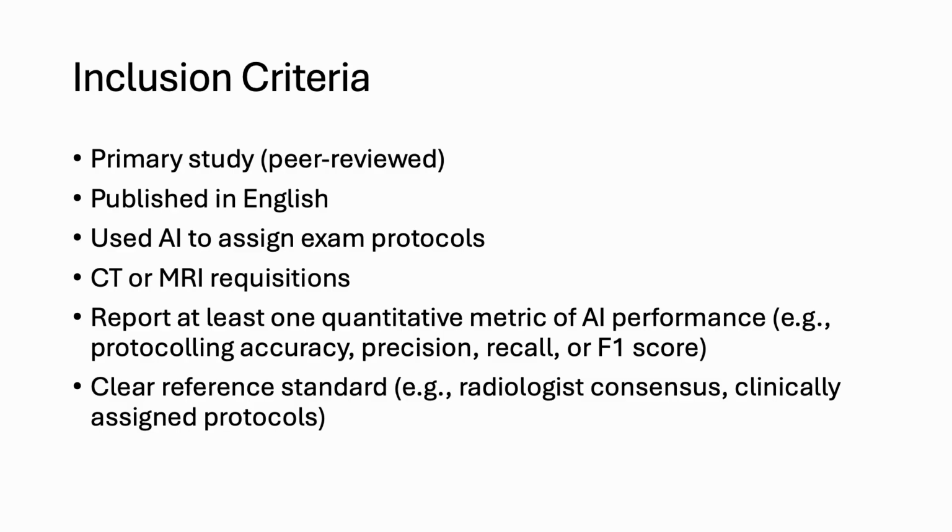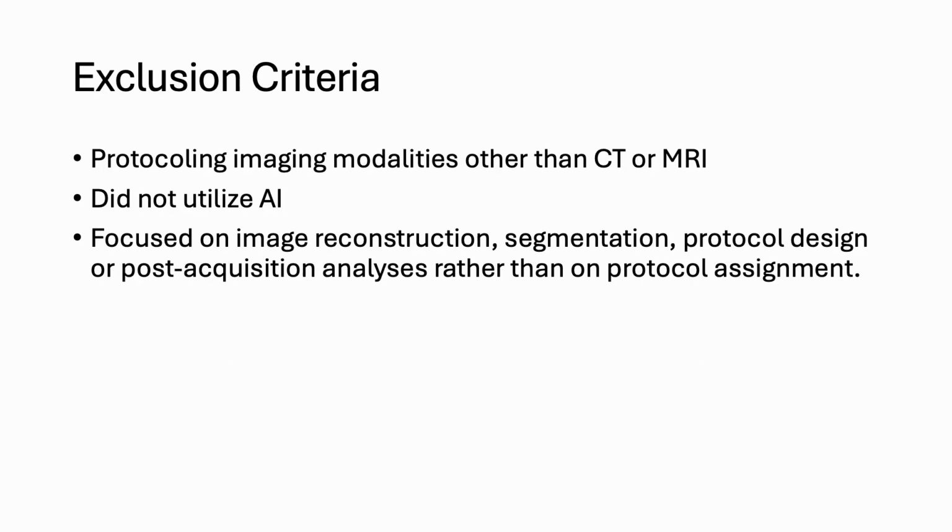And the study needed to report at least one quantitative metric of AI performance. So, for example, the accuracy of protocoling. And then lastly, the study needed to have a clear reference standard, whether that was a radiologist consensus or the clinically assigned protocol. Exclusion criteria included protocoling modalities, for example, ultrasound or X-ray that did not include CT and MRI, a study that did not utilize AI for this task, and a study that focused on, say, image reconstruction, segmentation, etc., as opposed to focusing on protocol assignment.